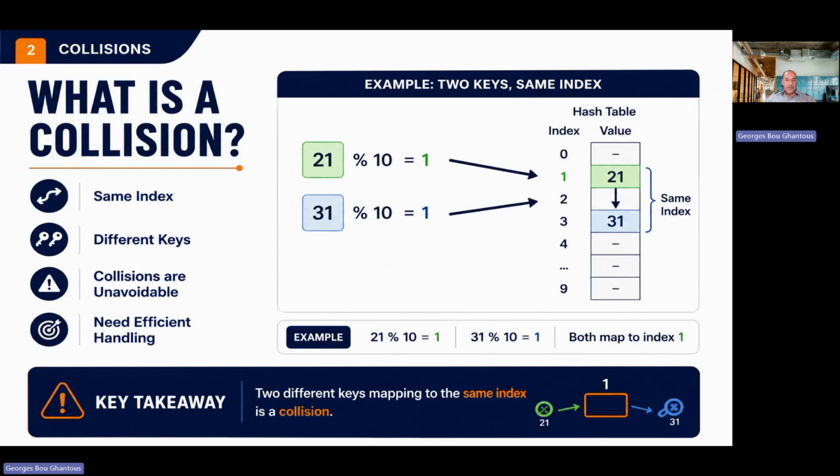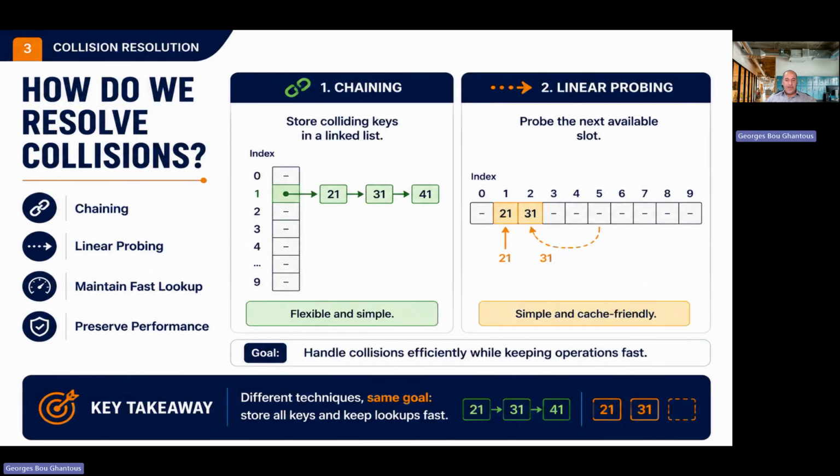Collisions are unavoidable because the number of possible keys is often larger than the number of possible indexes. The goal here is not to eliminate collisions entirely, but to handle them efficiently while maintaining fast performance. There are several strategies that could be used to handle collisions. We will discuss two of them, chaining and linear probing.